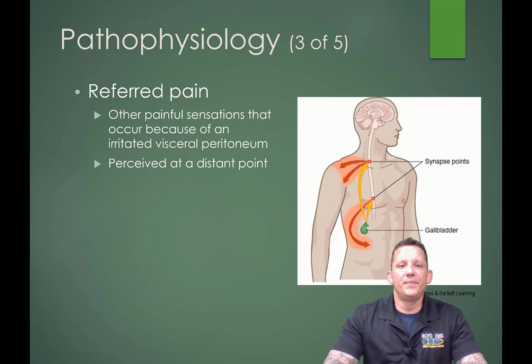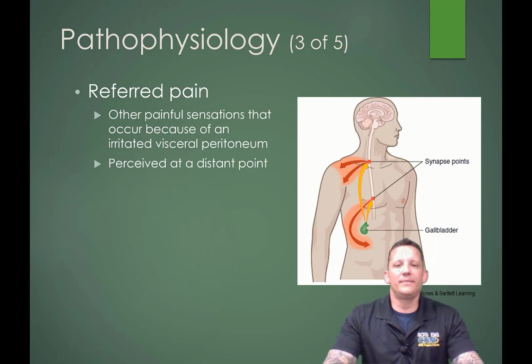Here's another picture on referred pain. As you can see there, you can see where the synapses are for the actual nerve. You can see where the gallbladder is. That inflammation triggers that particular nerve, and this gives us that referred or dermatome-like pain.